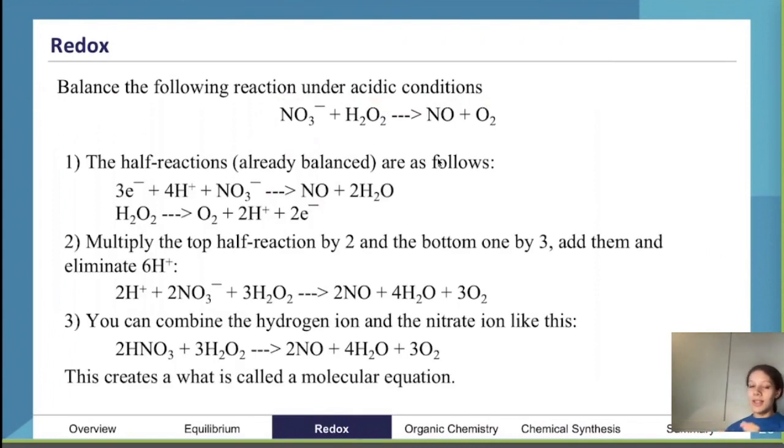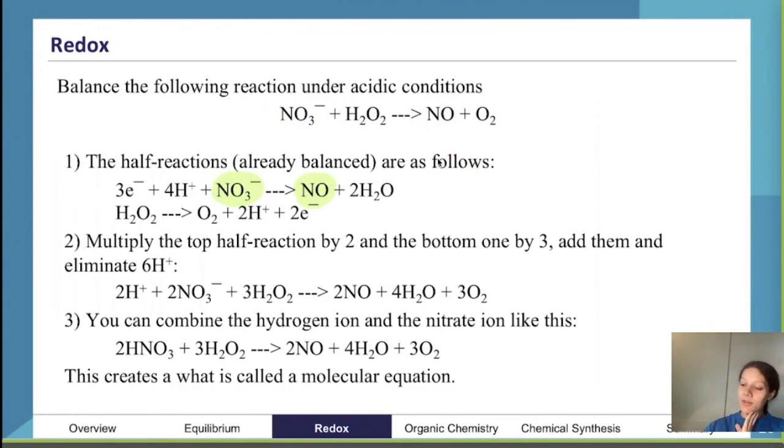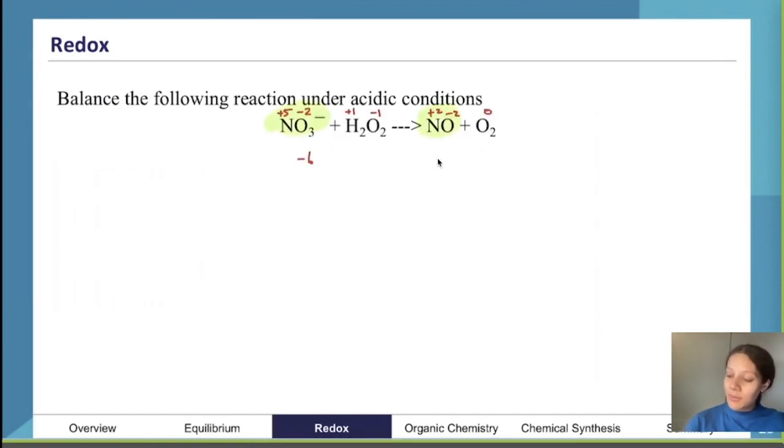So the half reactions, when they've already been balanced, are below. We have NO3 minus reducing into the NO. Like we saw before, it went from +5 to +2 for the nitrogen. And then for our oxidation half equation, we have our H2O2 forming our O2. Like we saw before, oxygen went from -1 to 0. So this oxygen to this oxygen.